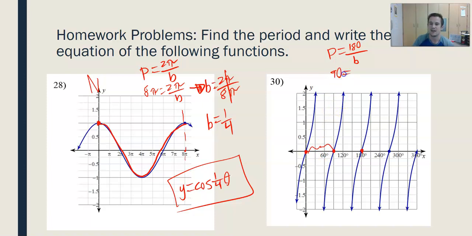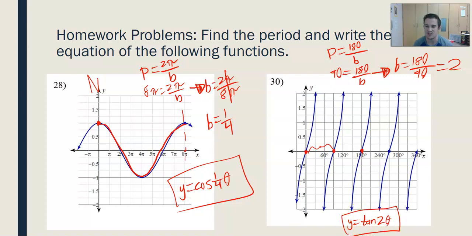So period is 90 degrees, so 90 is equal to 180 over b. Or b is equal to 180 over 90, which is equal to 2. So my function here is going to be y equals tangent of 2 theta. And that's it. That's how we determine the period of a function.